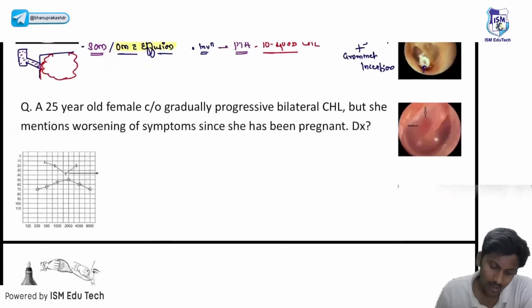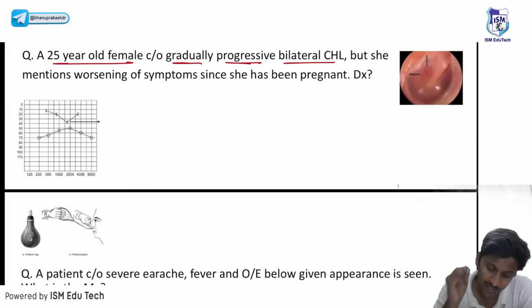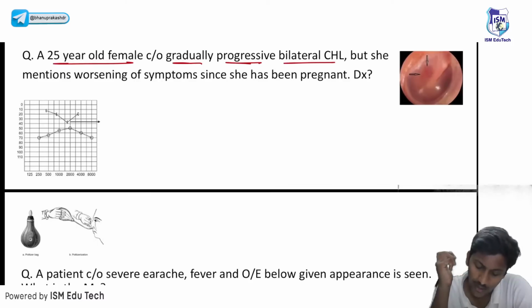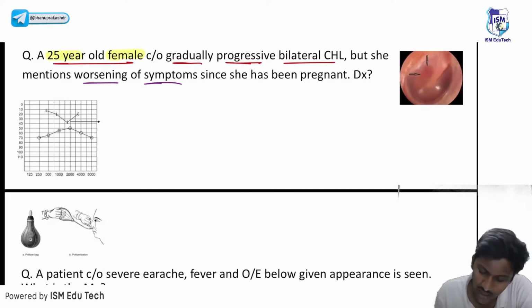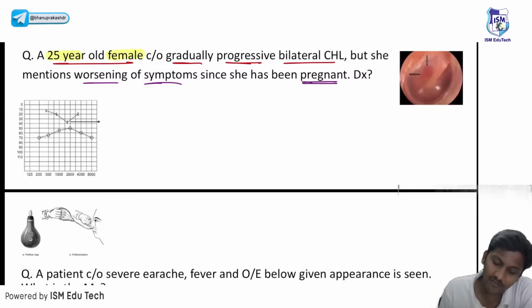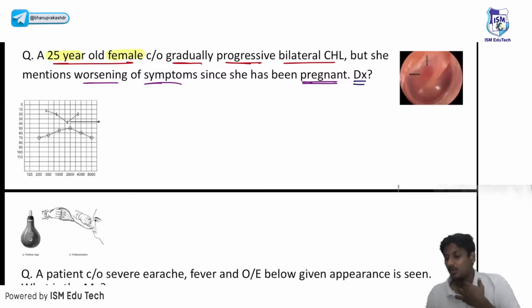Moving further, next question is, a 25-year-old female complains of gradually progressive bilateral conductive hearing loss. She is a young female, that's important. But she mentions worsening of symptoms since she has been pregnant. Okay, the symptoms have worsened since she has been pregnant. What is the diagnosis over here? This is a classical question, sarkari.